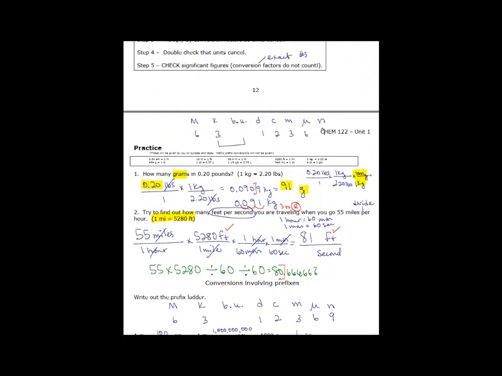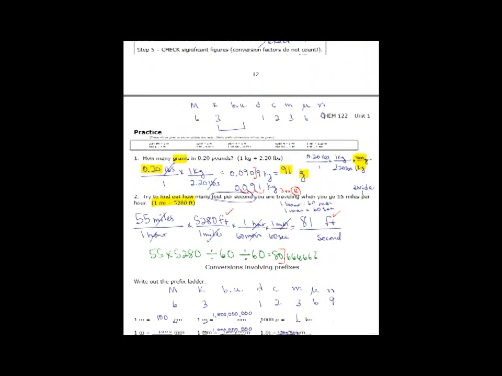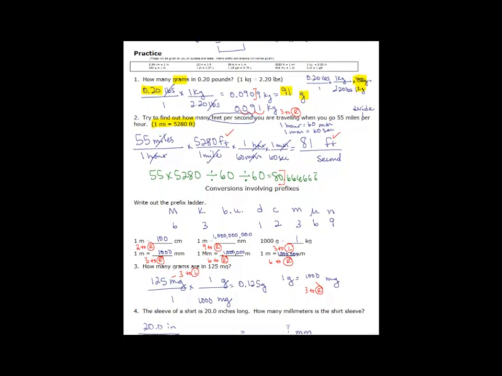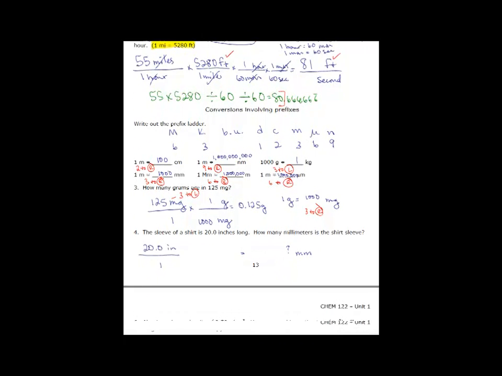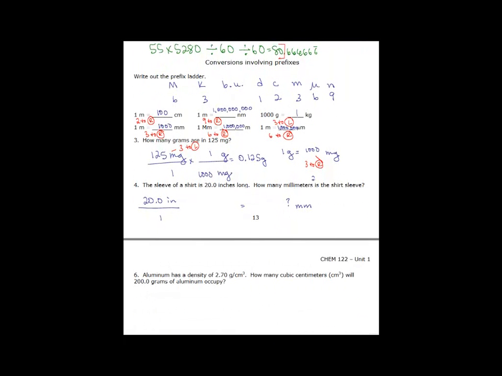Alright, I want you to hit pause and work number 4. So my starting quantity is 20 inches. Make sure you write down all the zeros here since they are significant. And I need to get to millimeters. So you can look up the conversion factor. Okay, so we have 2.54 centimeters and 1 inch.